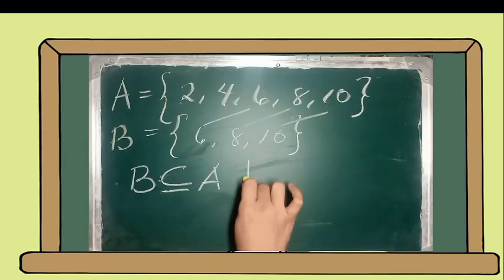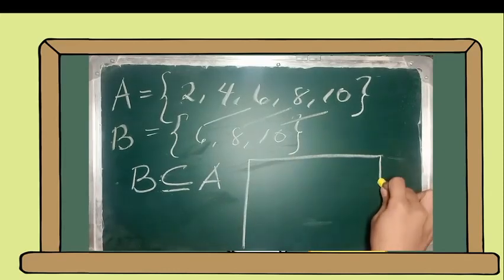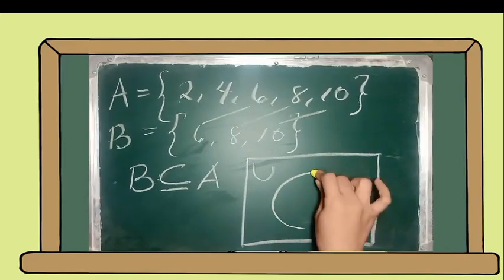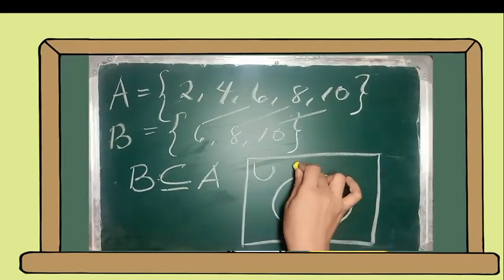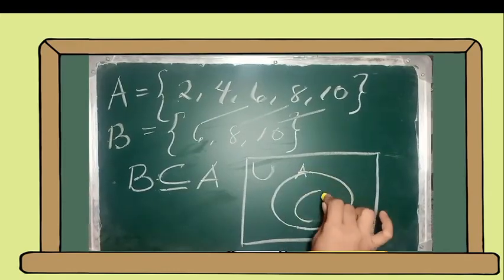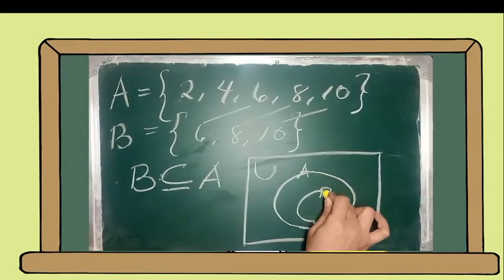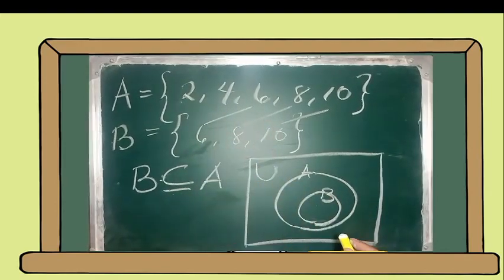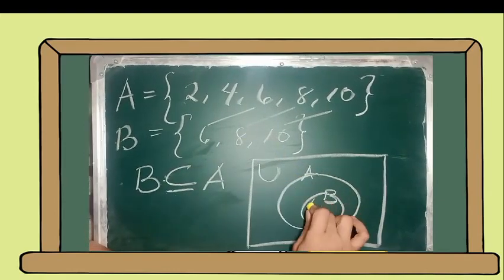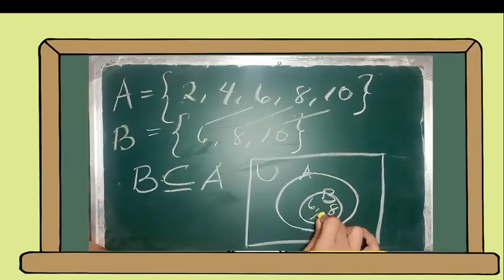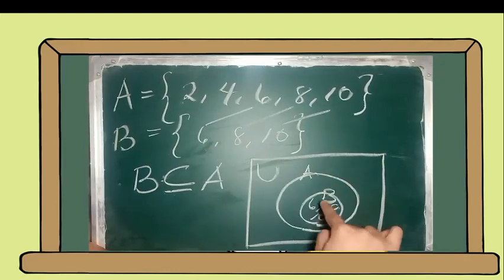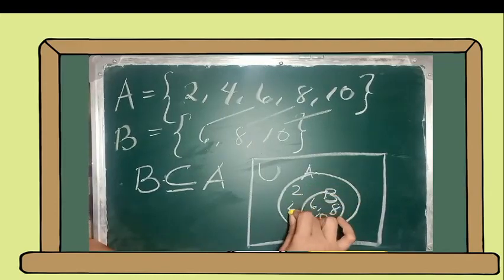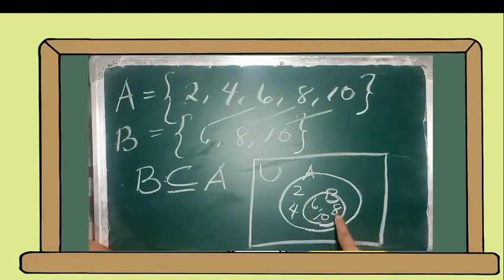To illustrate in Venn diagram, U, set A and set B. Pwede nyo ring isulat lahat ng elements na nakikita nyo. So, si B muna ang isasulat natin. 6, 8, 10. And then si set A, 2, 4, 6, 8, and 10.